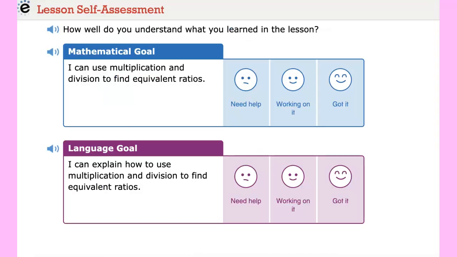All right guys, we are at the end of this lesson. I want you to do your self-assessment, and we'll check tomorrow or next period when we come back what we could do more to practice creating equivalent expressions, equivalent ratios, or simply equivalent fractions.